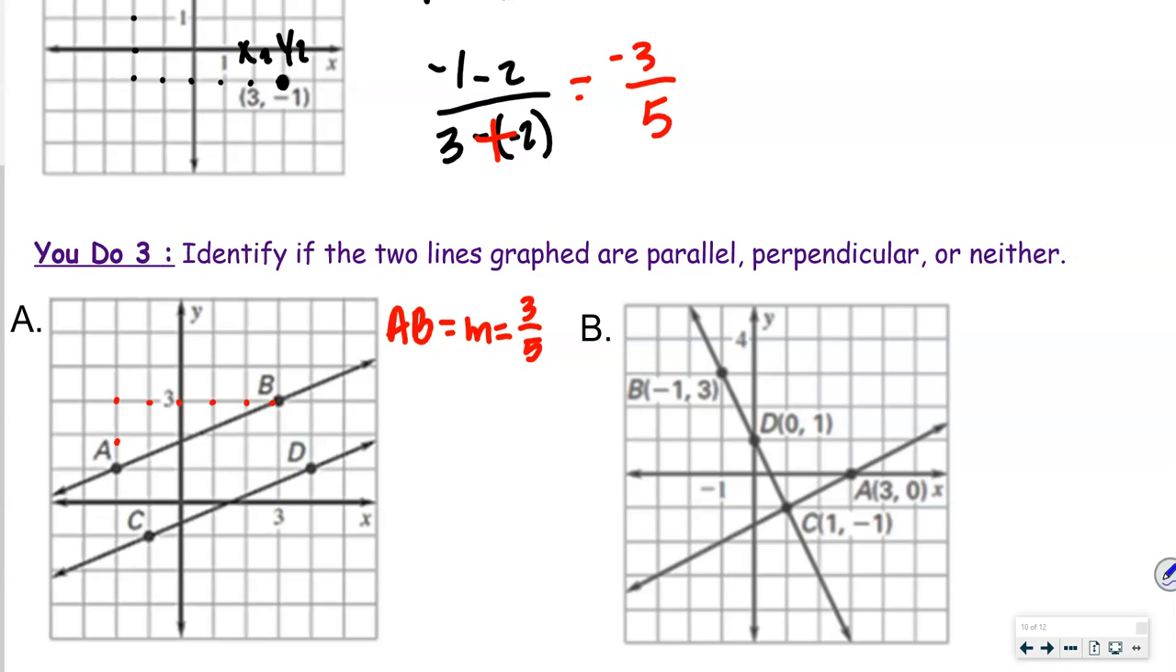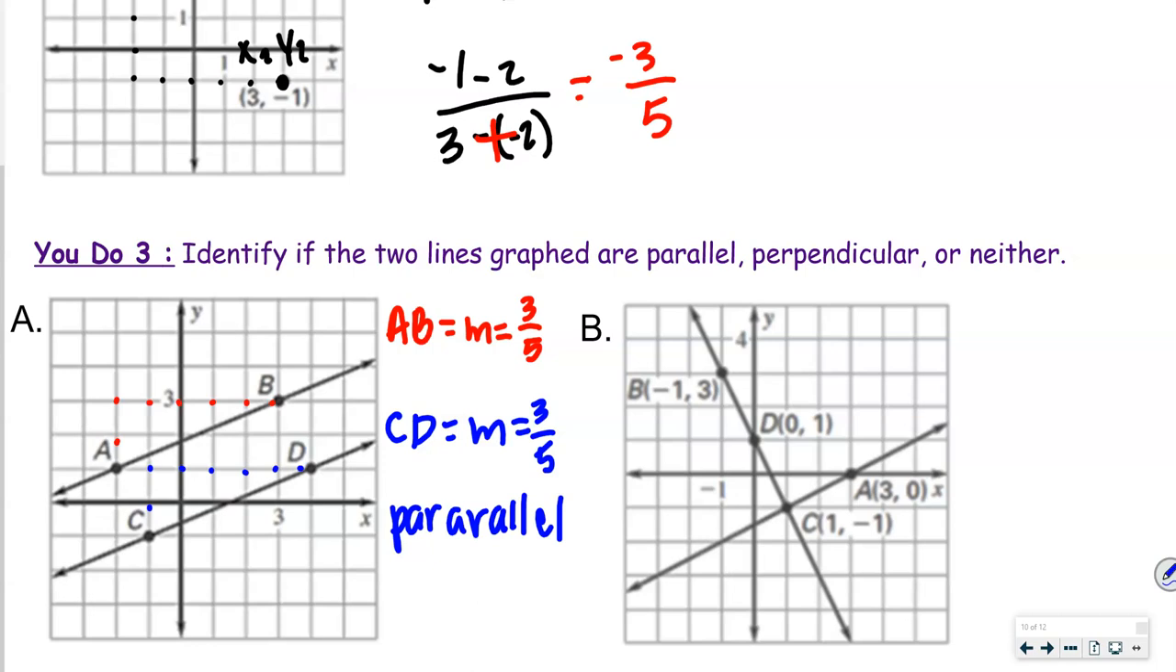Okay, now we're going to find the slope of CD. Okay, so we're looking for its slope. So we're going to count 1, 2 up, 1, 2, 3, 4, 5 over. So the slopes of these are both 3/5. And it kind of looked like the lines were parallel, right? But don't assume what you don't know for sure, okay? You got to be able to prove it, okay?